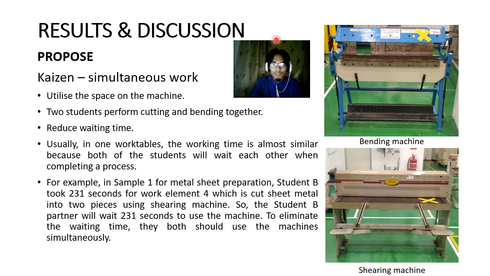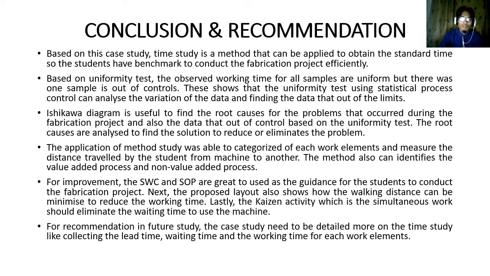Usually in one work table, the working time is almost similar because both of the students will wait for each other when completing a process. For example, in sample 1 for metal sheet preparation, student B took 231 seconds for work element 4, which is cutting the metal sheet into 2 pieces using shearing machines. So student B's partner will wait 231 seconds to use the machine. To eliminate the waiting time, they both should use the machines simultaneously. And now let's move on to conclusion and recommendation.